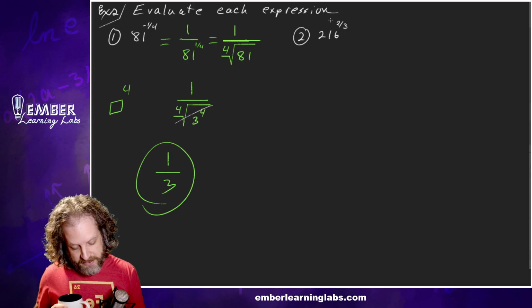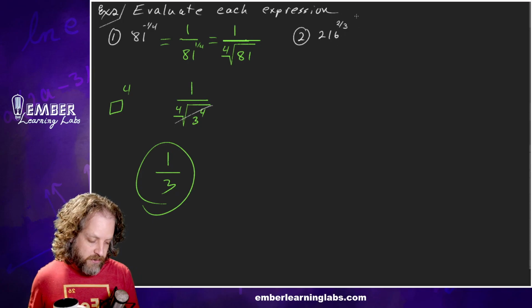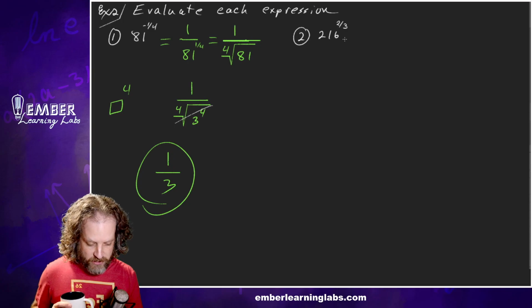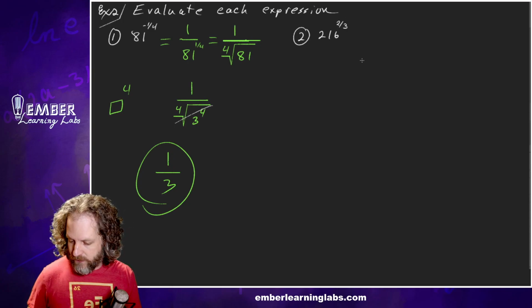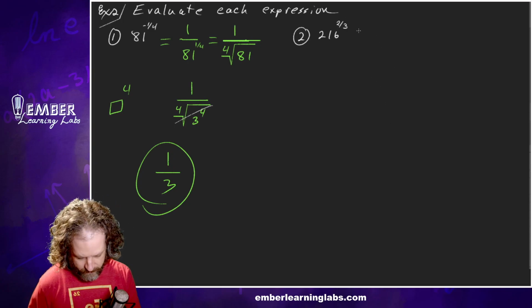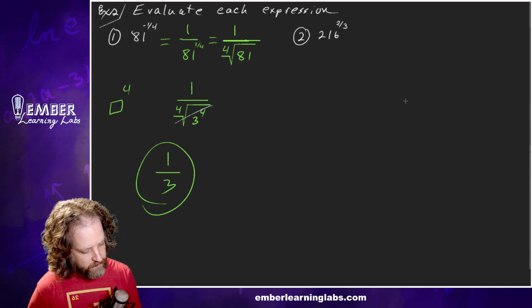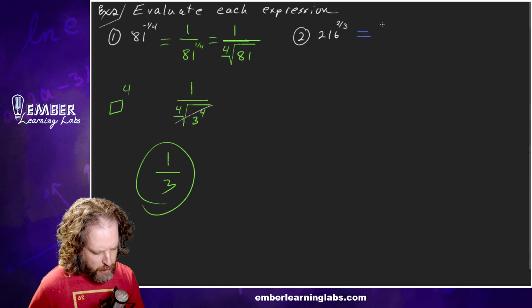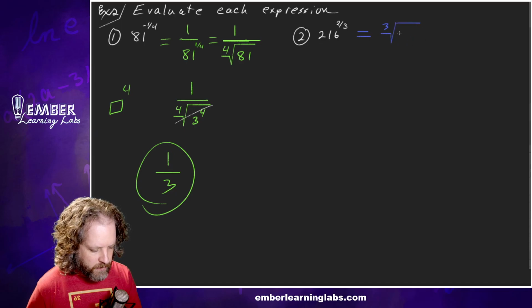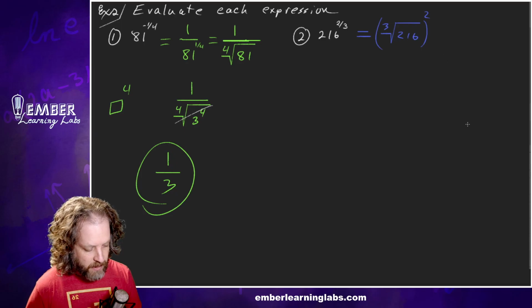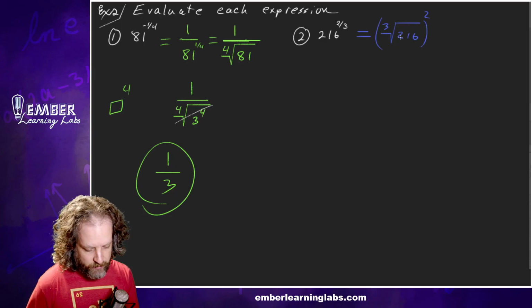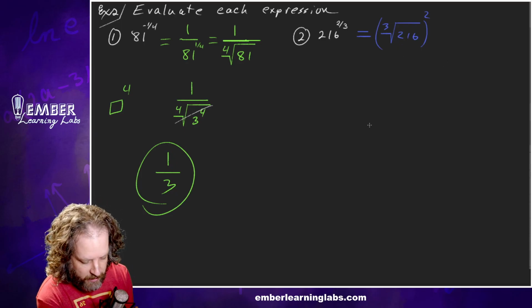So we're going to do this the same way. We're going to convert this into radical form to do it. I don't want the same color, that'll get confusing possibly. So we're going to convert this into the cube root of 216 squared.